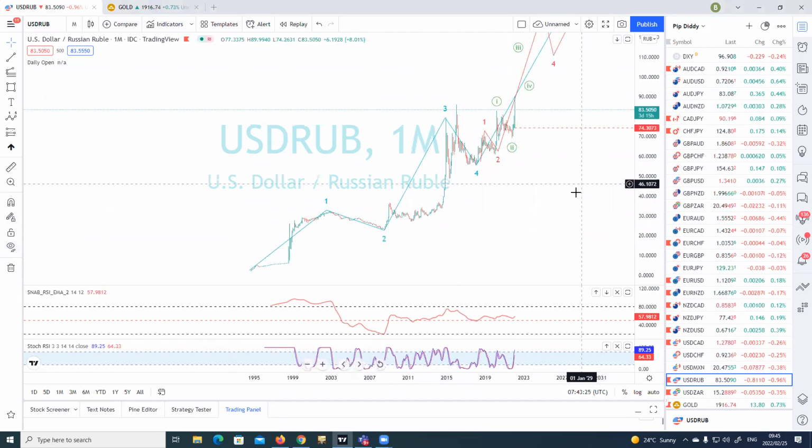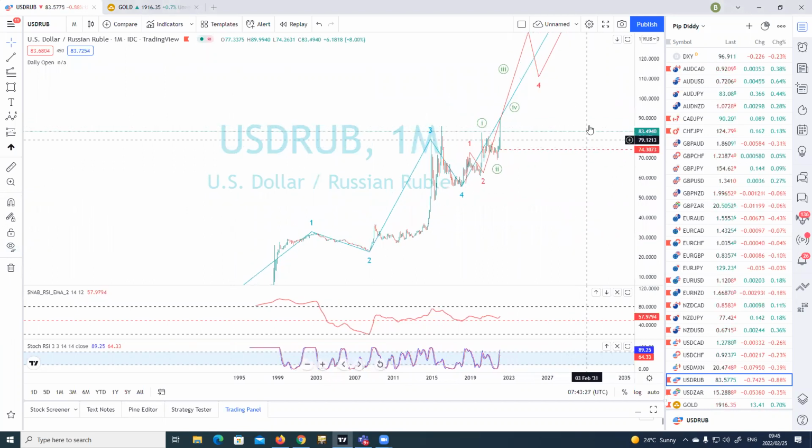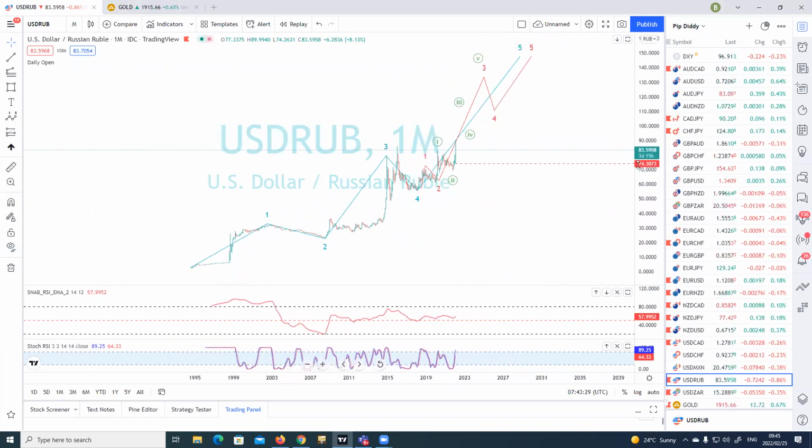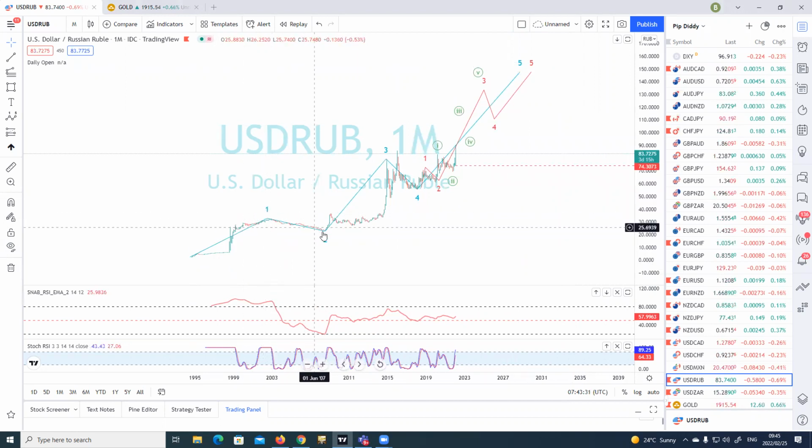So this is the primary wave count that I'm holding on the currency pair so far. We have the wave 1, wave 2, wave 3, wave 4, and currently we're playing out wave 5. And in wave 5, we have this extension here that seems to be taking place. Our wave 1, wave 2, wave 3, which is currently in play, wave 4, and wave 5.